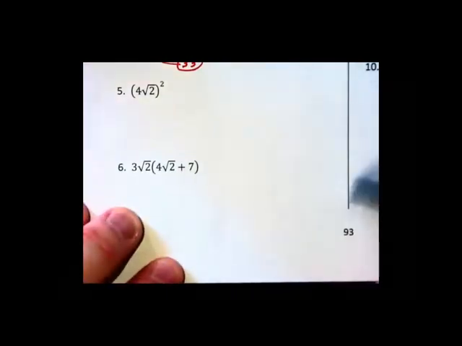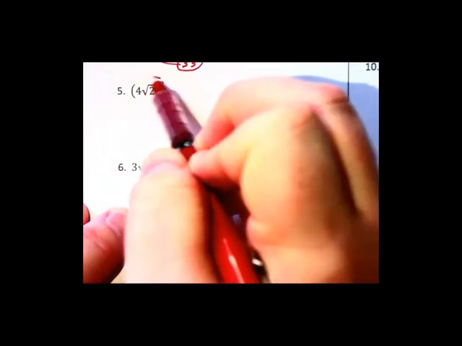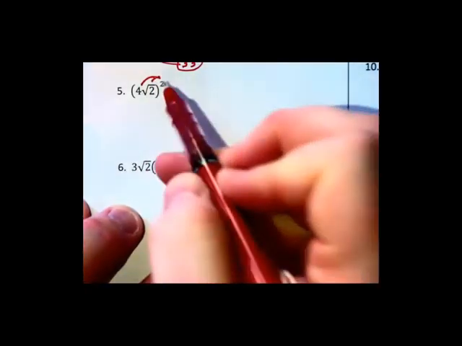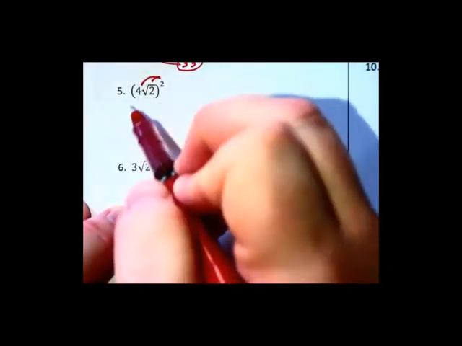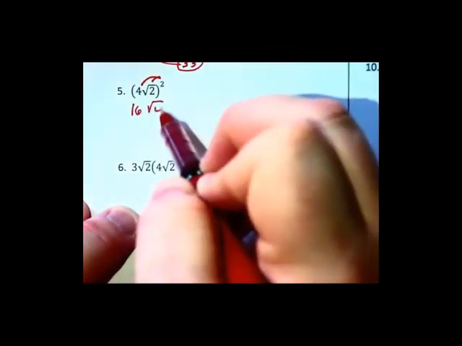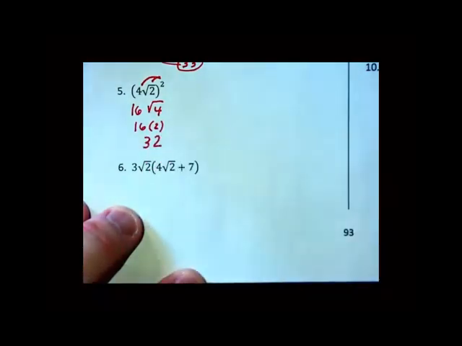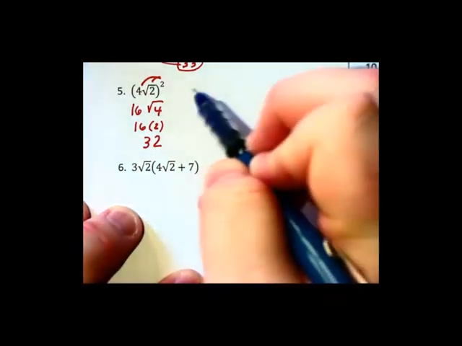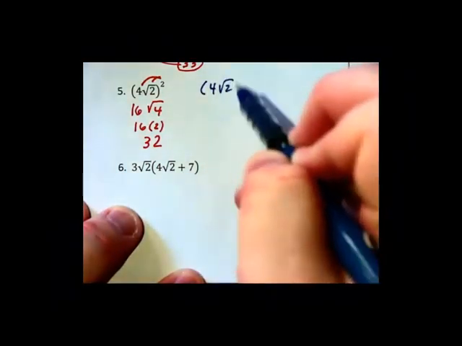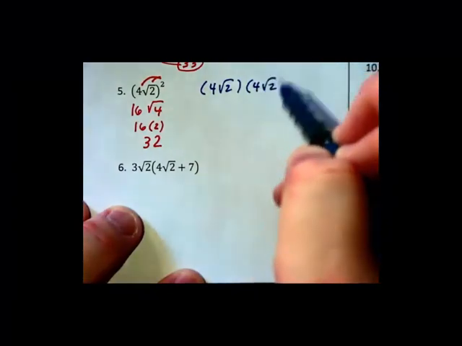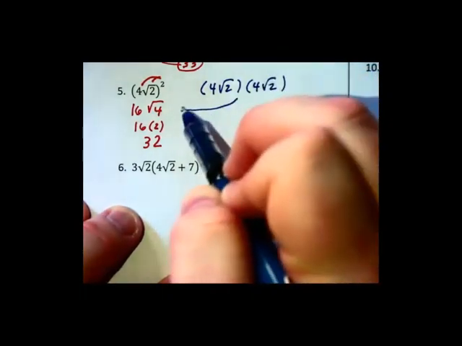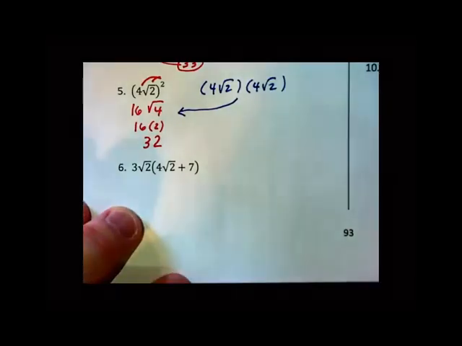When you multiply number 5, there's two ways of looking at the problem. Way number 1, since there is a single term inside the parentheses, that 2 out front can shower inside and give you 16 root 4. And that root 4 becomes a 2, and you have 16 times 2, which is 32. Option number 2 is you could write that as 4 root 2 times 4 root 2, and that would then give you the 16 root 4, which would break down into the 32.